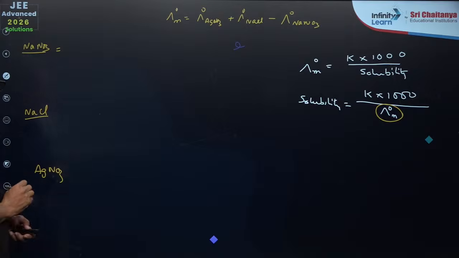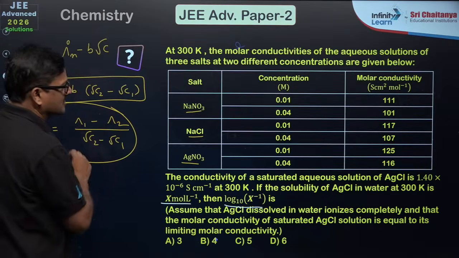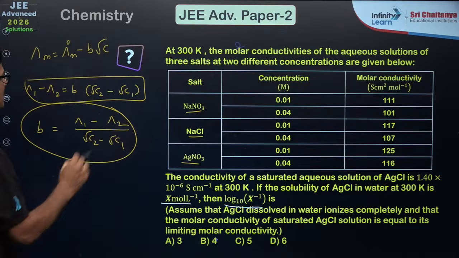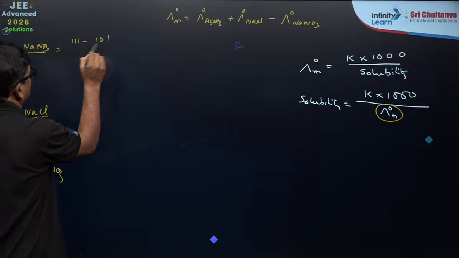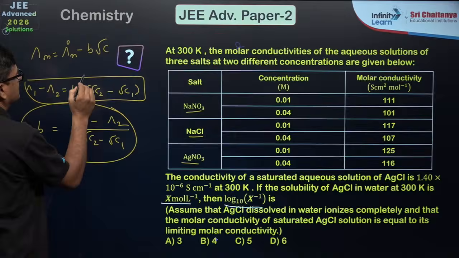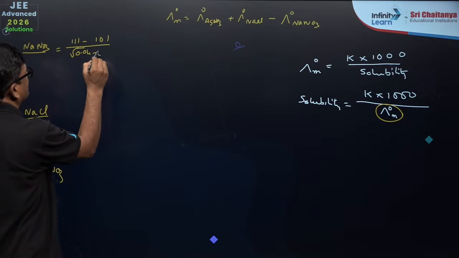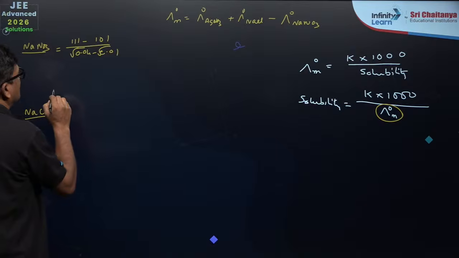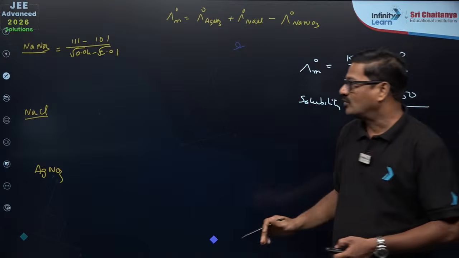So for NaNO3, the values are given here, 1 minus 2, that is 111 minus 101. Concentrations are given, root 0.04 minus root 0.01, and by solving this you are going to get 121.